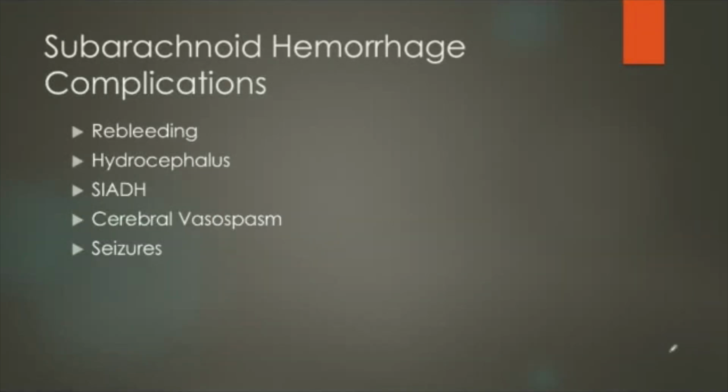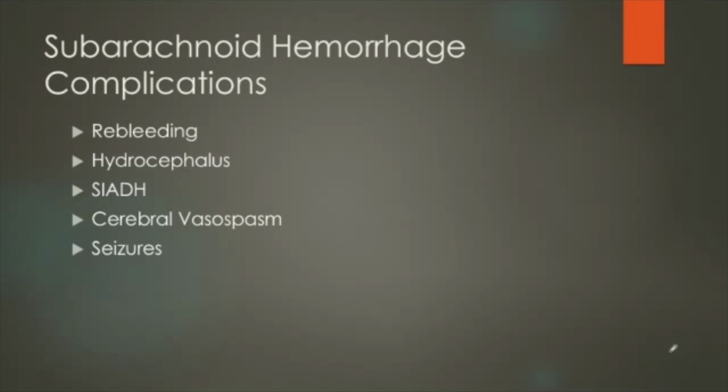There are a number of complications associated with subarachnoid hemorrhage, in addition to the high risk of death in about half of patients. Subarachnoid hemorrhage due to aneurysms may rebleed, resulting in a second incidence of subarachnoid hemorrhage. Additionally, the blood in the CSF may block off reabsorption of the CSF, resulting in hydrocephalus.